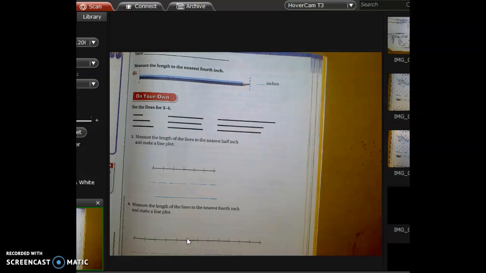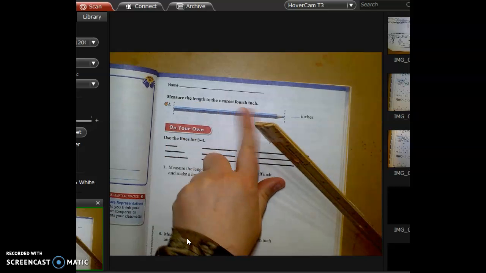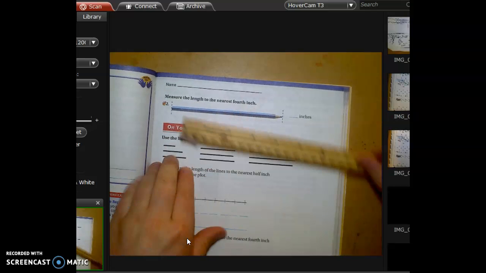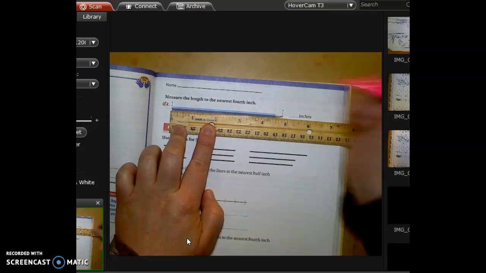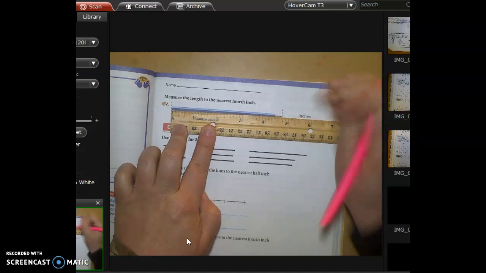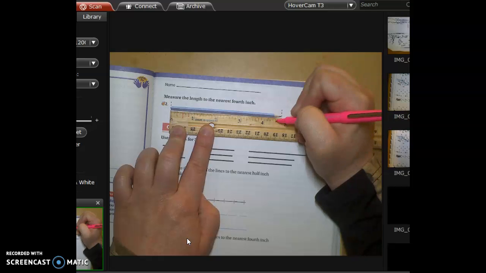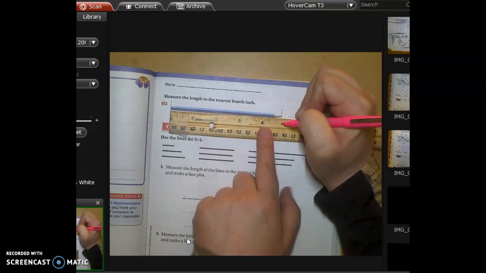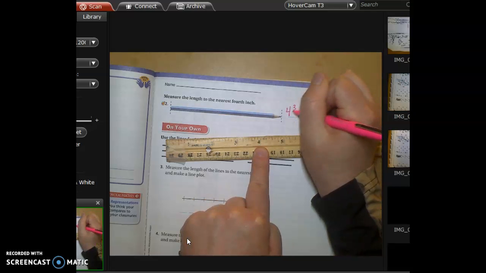Okay? Right over on page 595. And we are looking at number 2. Measure the length to the nearest 1/4 inch. So I line my ruler up. Okay? And it's going to fall right about here. So that is a 1/4 inch line. So there's 1/4, 2/4, 3/4, and what's my big number? 4. So 4 and 3/4.